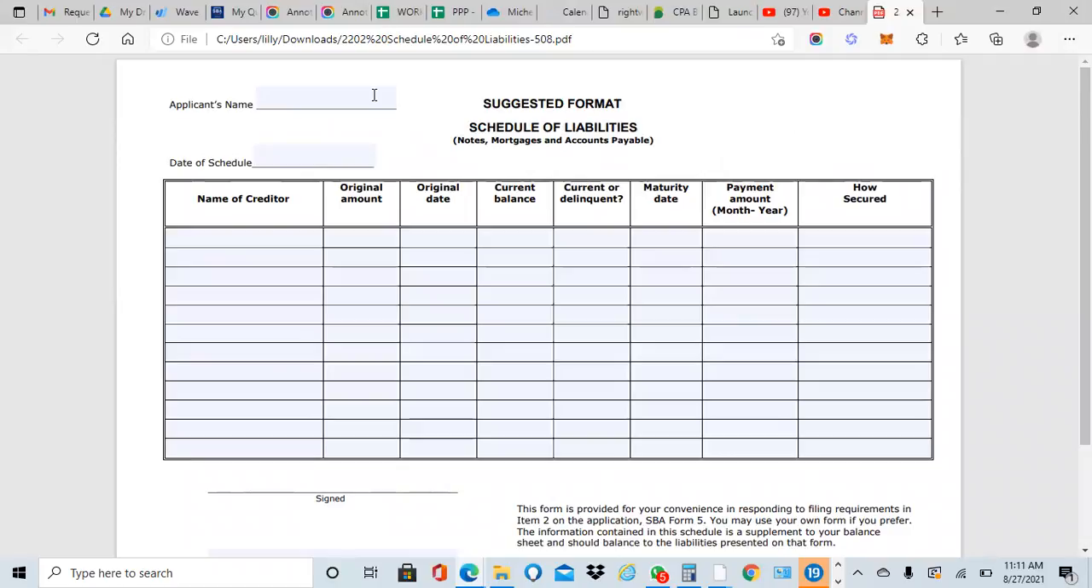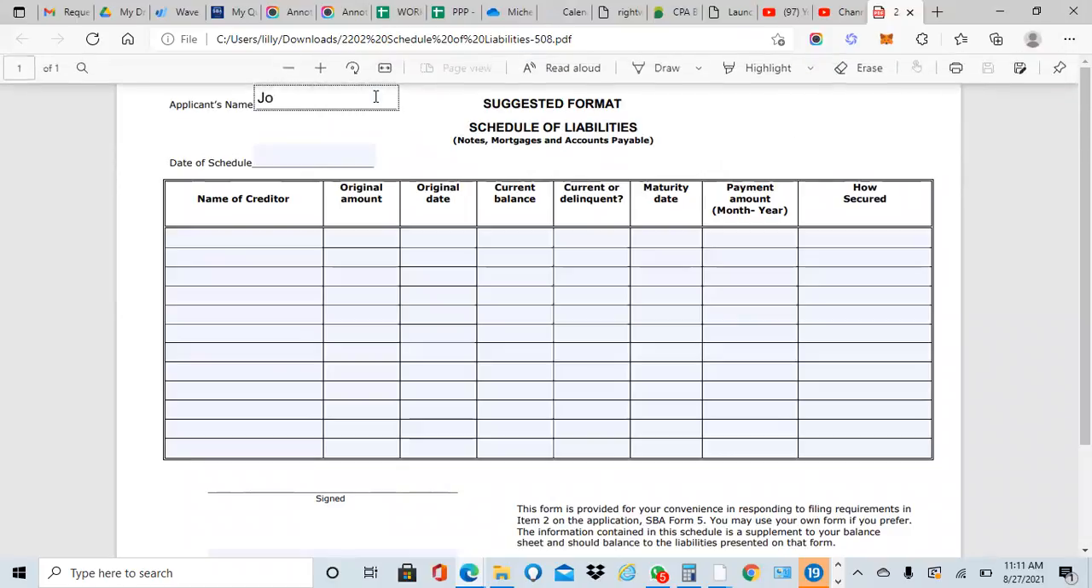Okay, so right here, of course, you will put your name. So you will put John Doe. Okay, and you put the date, today's date that you're filling the form out. So this is 08/27/2021.